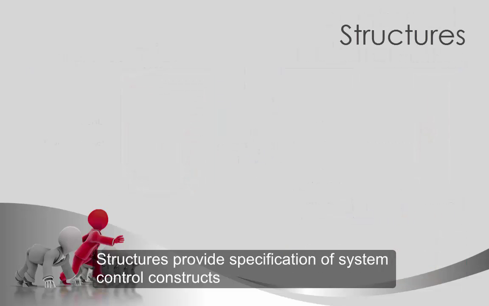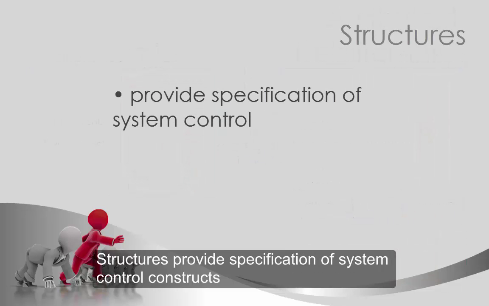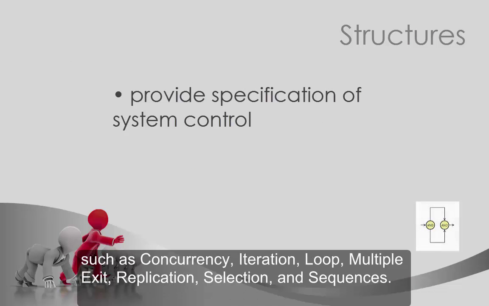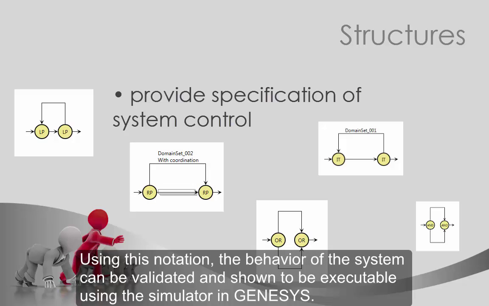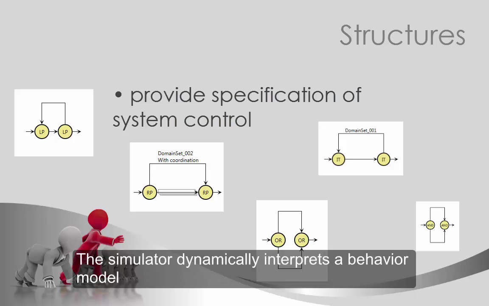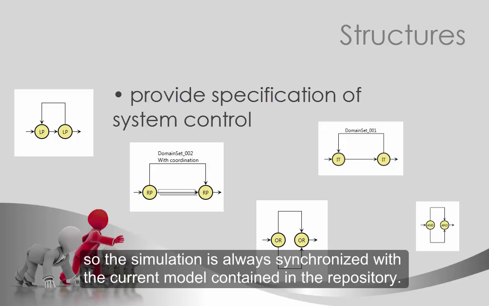Structures provide specification of system control constructs, such as concurrency, iteration, loop, multiple exit, replication, selection, and sequences. Using this notation, the behavior of the system can be validated and shown to be executable using the simulator in GENESYS. The simulator dynamically interprets a behavior model, so the simulation is always synchronized with the current model contained in the repository.